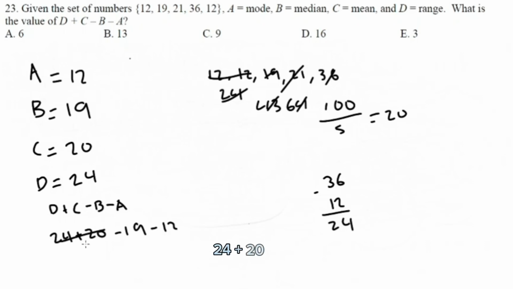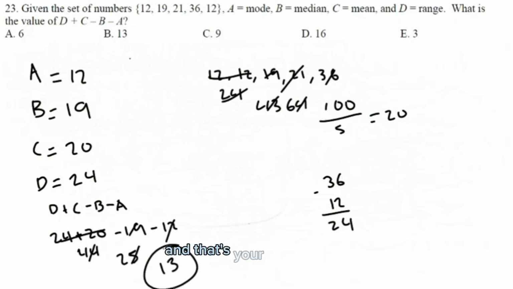Alright, 24 plus 20 is 44. 44 minus 19 is 25. 25 minus 12 is 13, and that's your answer.